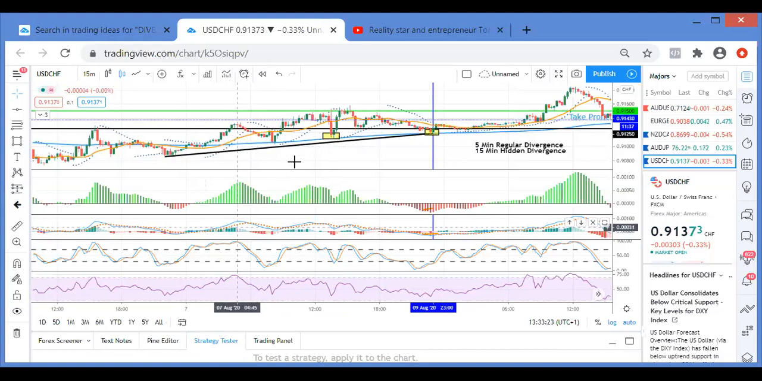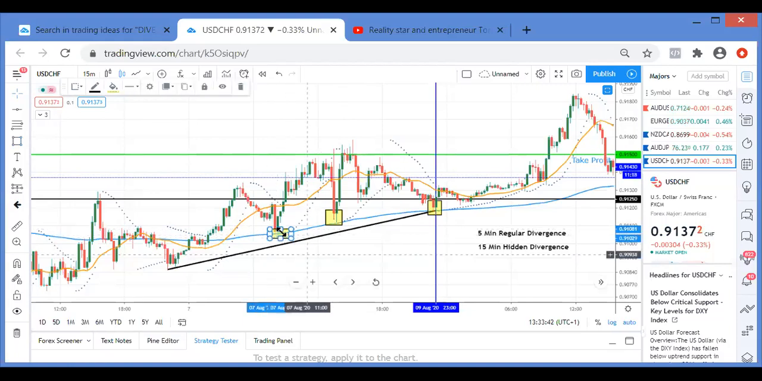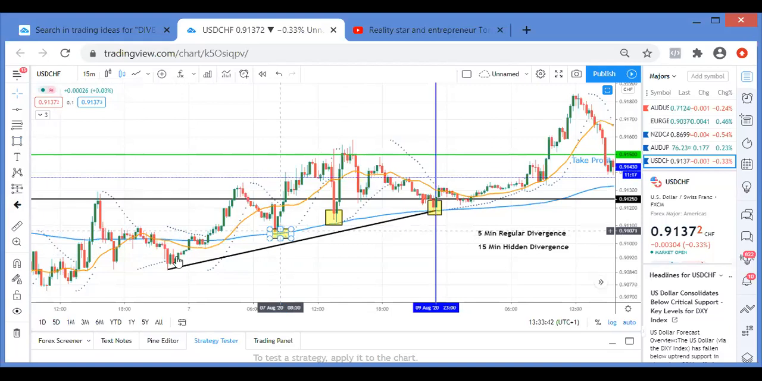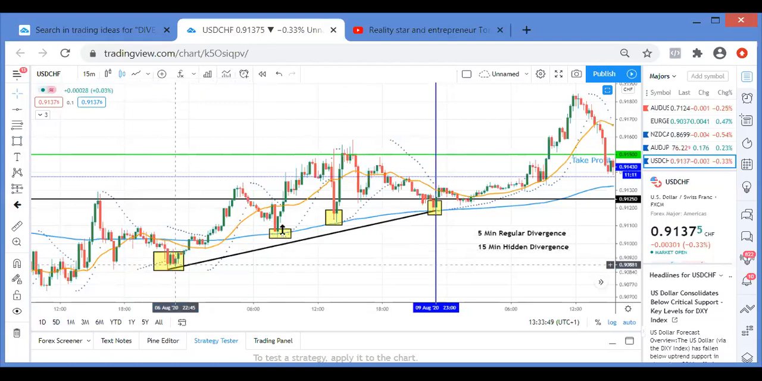So in the market, what we're looking for is higher lows and lower highs. As an example, this low here, that low is higher than this low. Understand? This low is lower than this low.